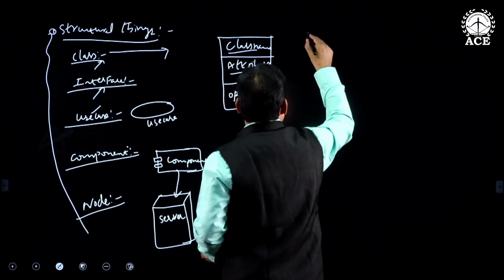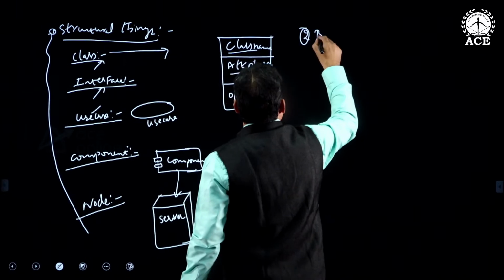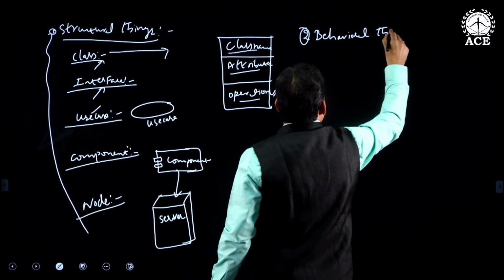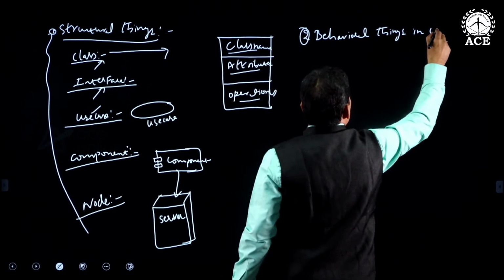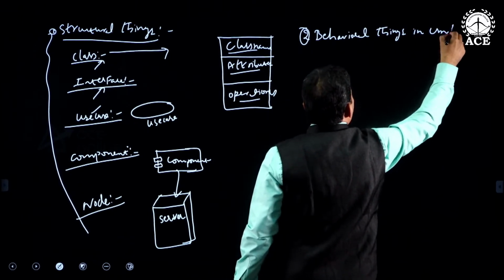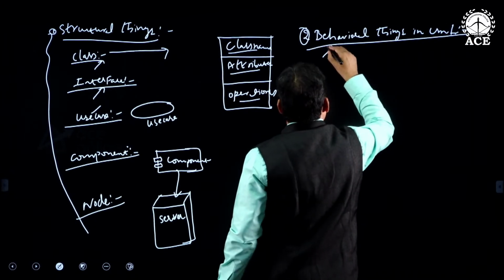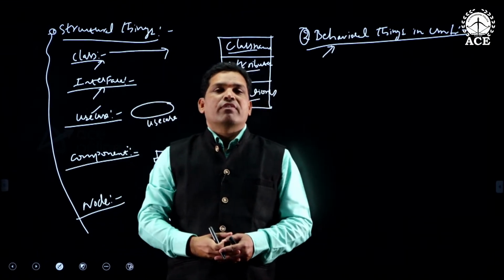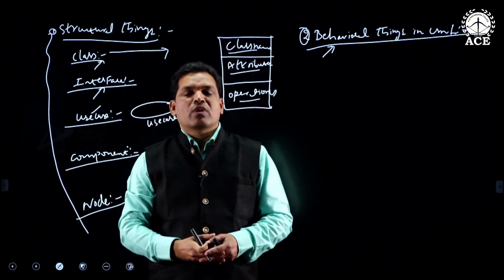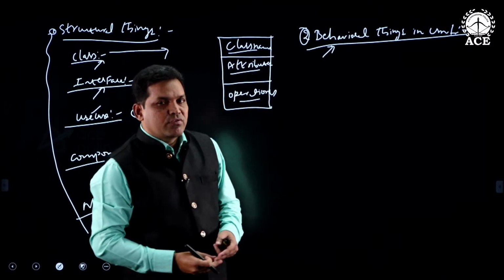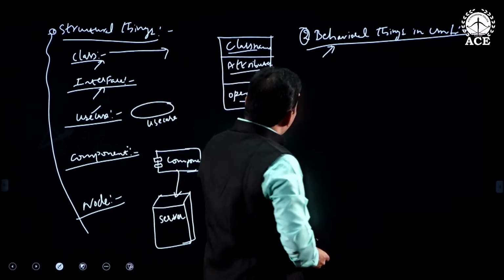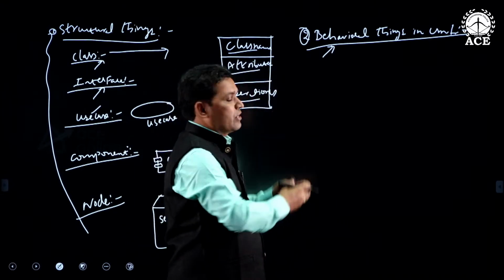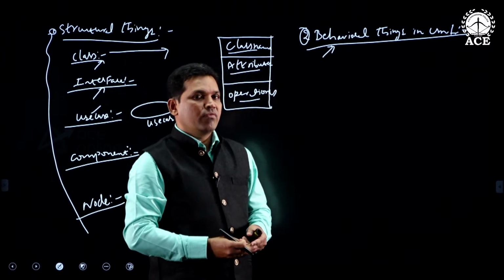Then what is the second one here? Behavioral things in UML. What is the purpose of behavioral things in UML? Behavioral things are used for modeling the dynamic view of a software system. Behavioral things are used for modeling what? The dynamic view of a software system, right? Any stakeholders, if they want to know the dynamic view of a software system, can view it using behavioral things.